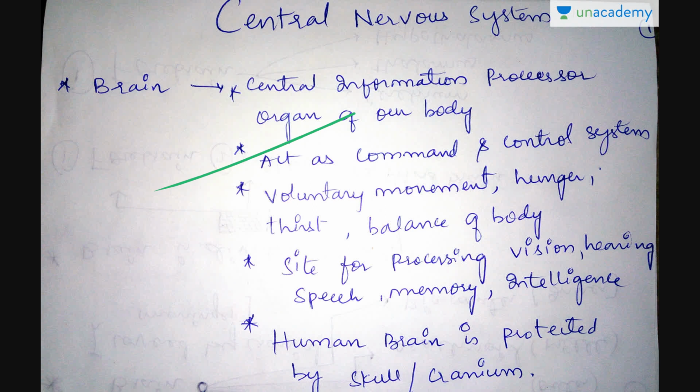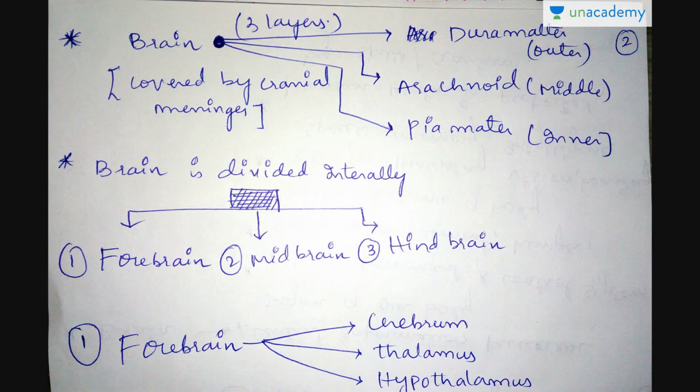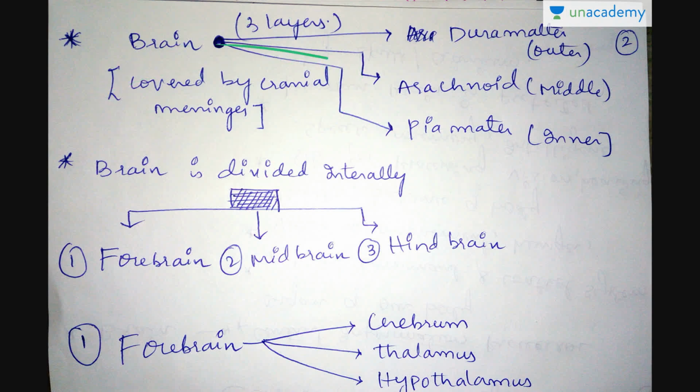It helps in voluntary movements of our body and controls hunger, thirst and balance of the body. It also acts as a site for processing vision, hearing, speech, memory and intelligence of an individual. This brain is protected by a skull or cranium. Brain is covered by cranial meninges and has three layers.